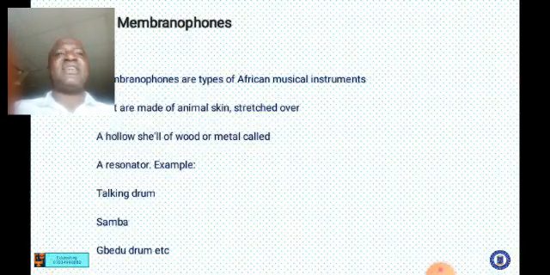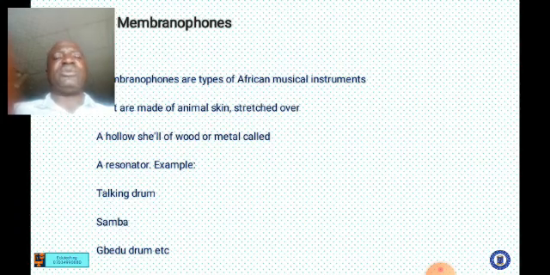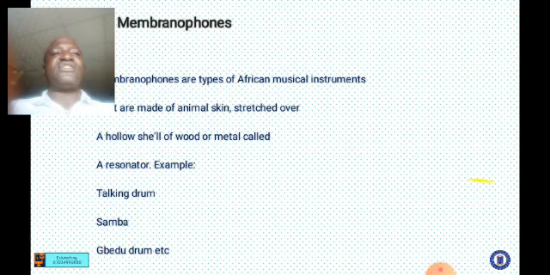Now let us look at the second class, which is membranophones. Membranophones are types of African musical instruments that are made of animal skin stretched over a hollow shell of wood or metal called a resonator. Examples of these membranophones are talking drum, samba, bedu drum, etc.